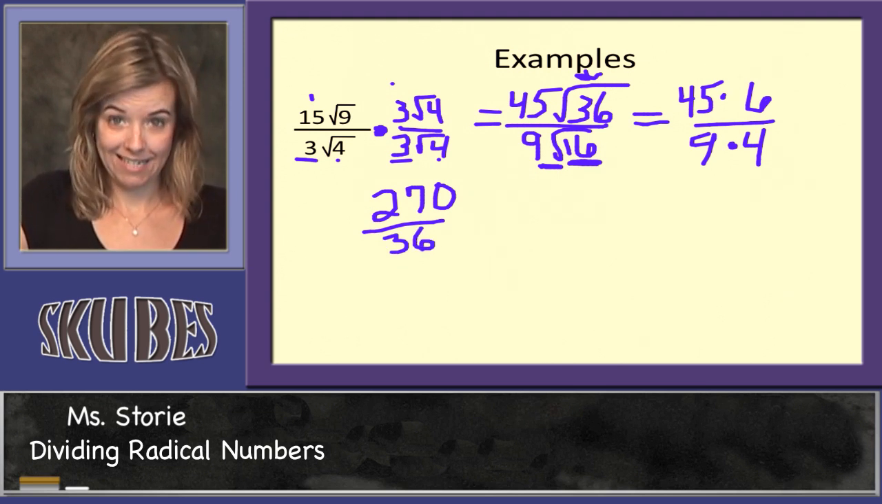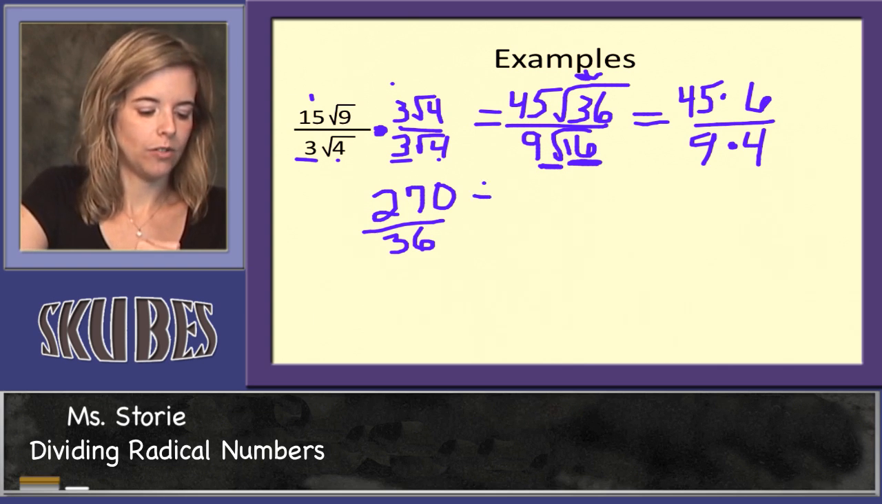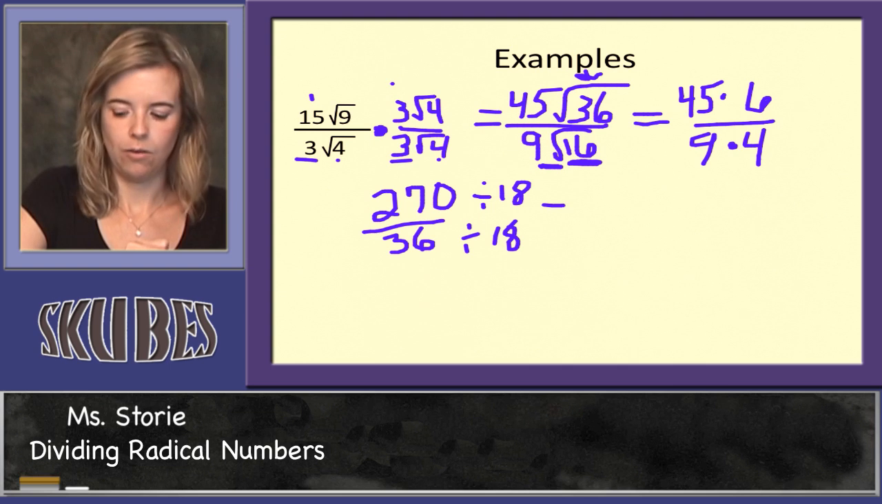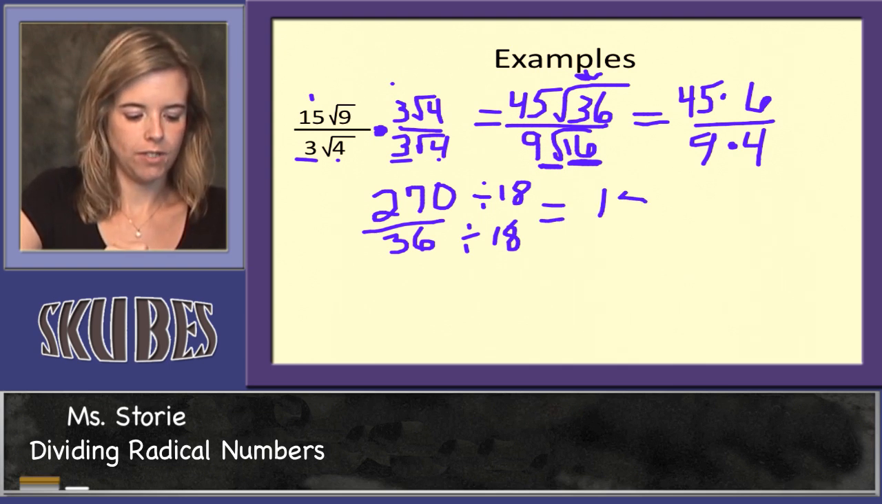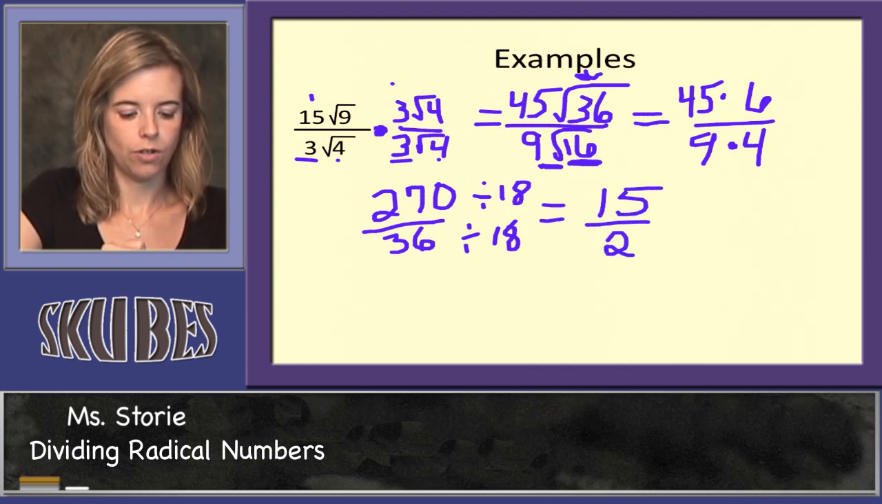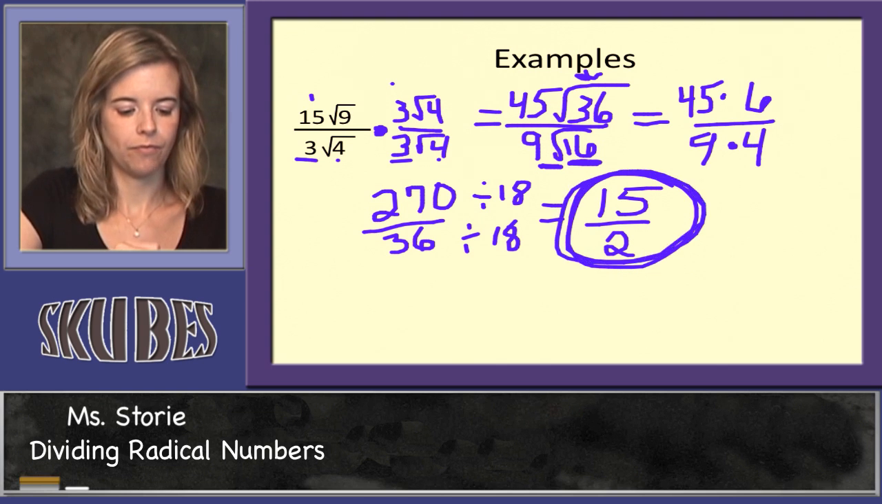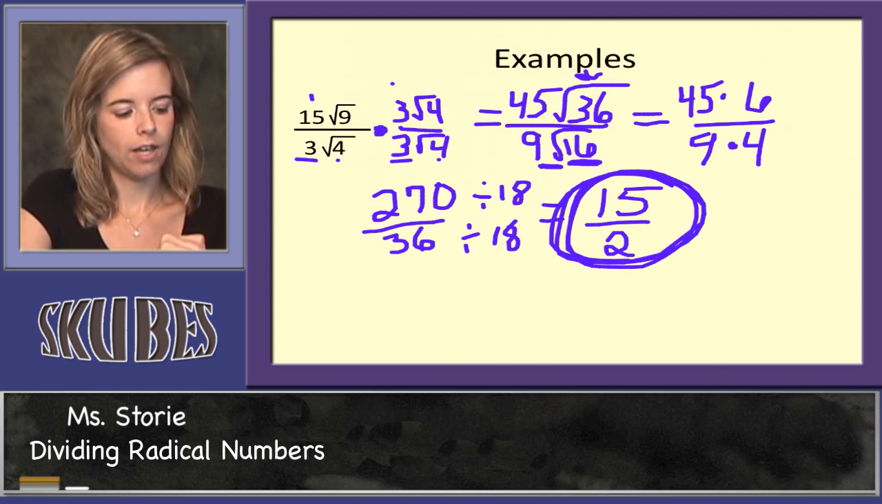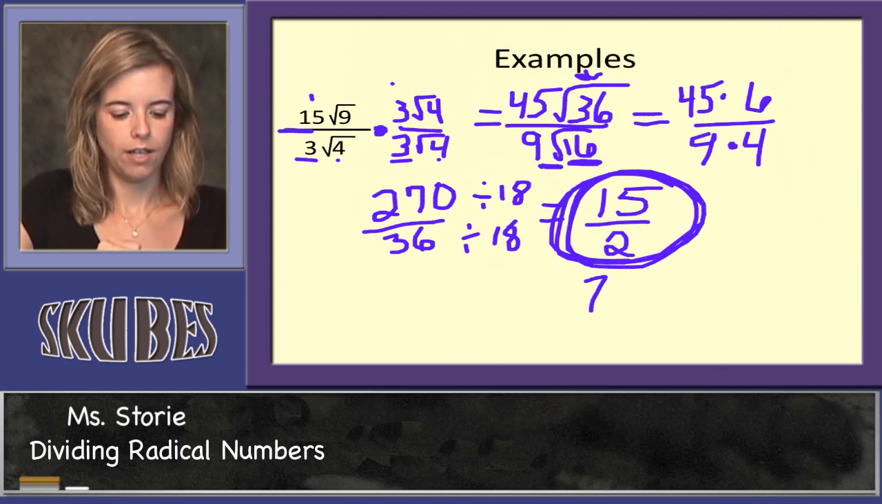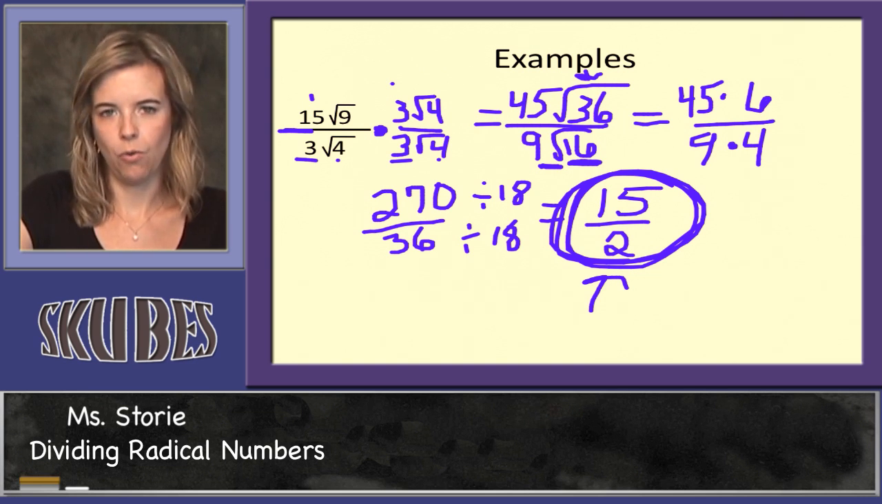Now, it just so happens that 18 goes into both of these, so we're going to reduce the fraction by 18. And when we do that, we're going to end up with 15 over 2 as our final answer. So 15 radical 9 divided by 3 radical 4 is actually 15 over 2, or if you wanted to write it as a decimal, 7.5.